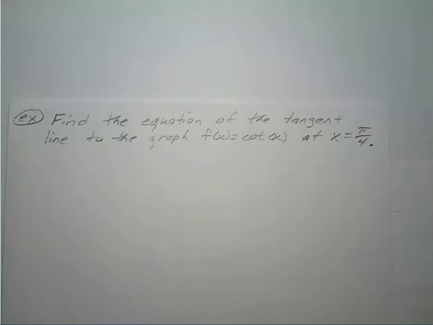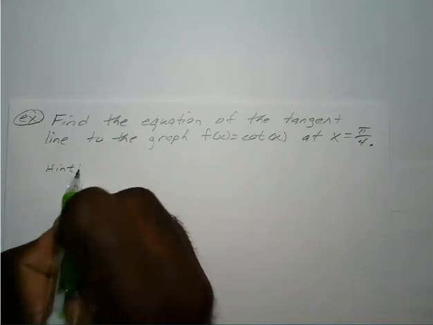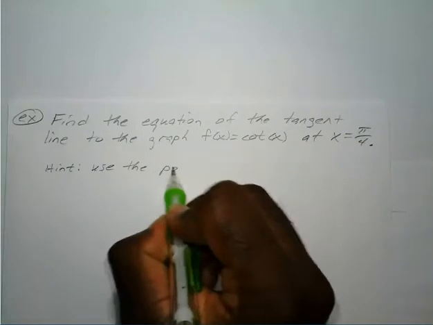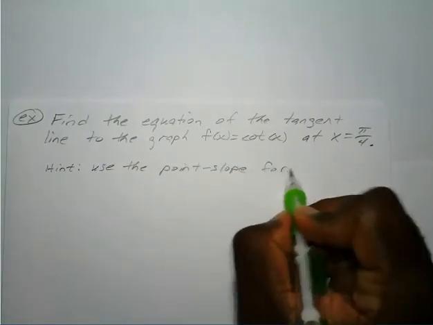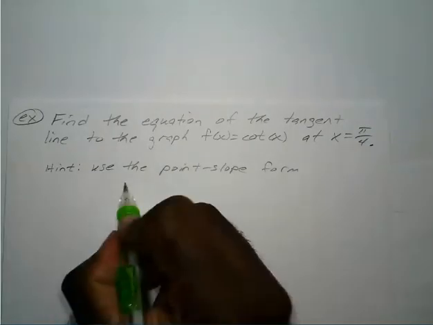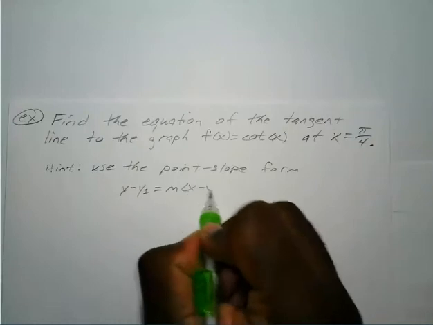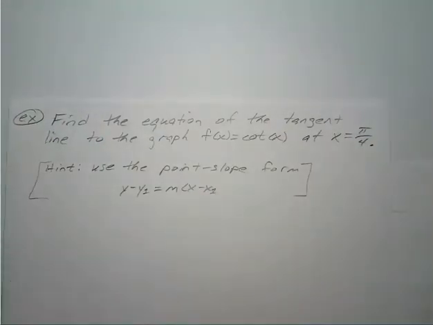Now the good thing about this is you don't have to actually draw out the graph. Okay, so a quick hint on this one. Use the point slope form: y minus y1 equals m times x minus x1. That usually helps.